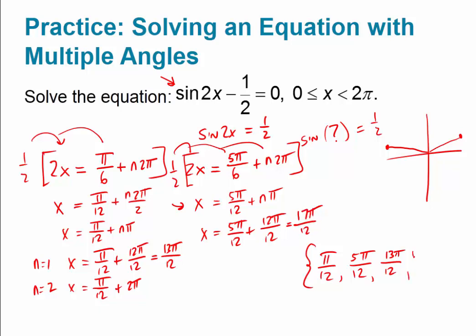So then 17 pi over 12. If I tried n equals 2, again I'd be adding 2 pi to this, and it'd go too far. It'd go outside of my boundary set. So there are my solutions right there.